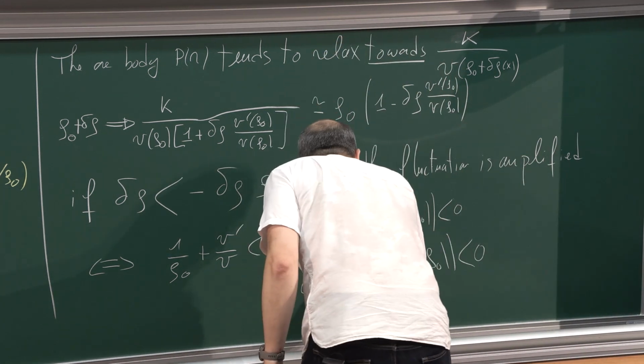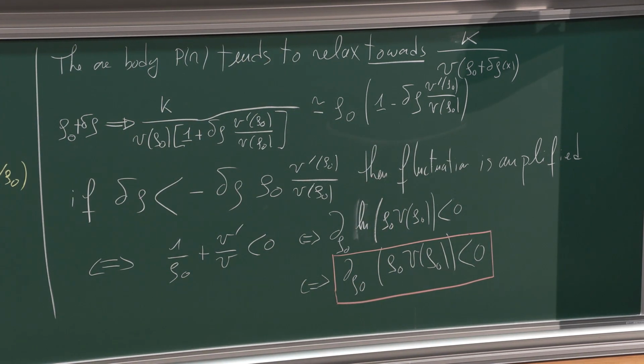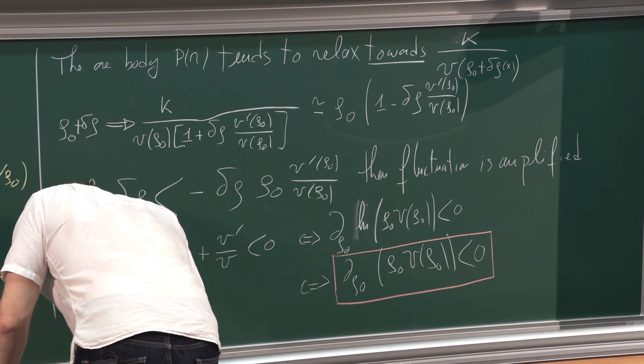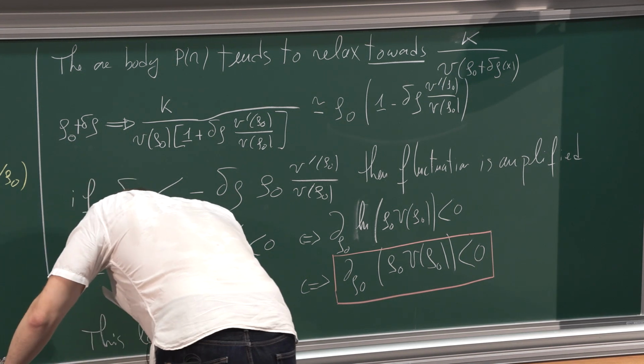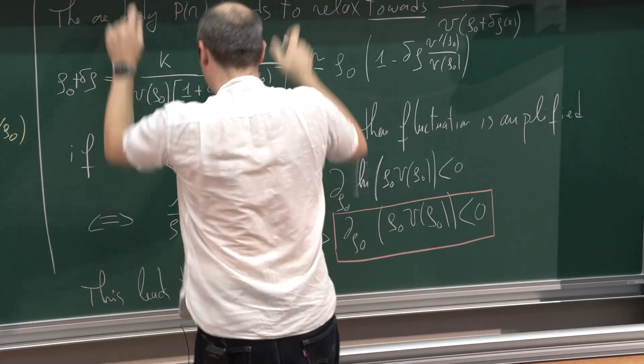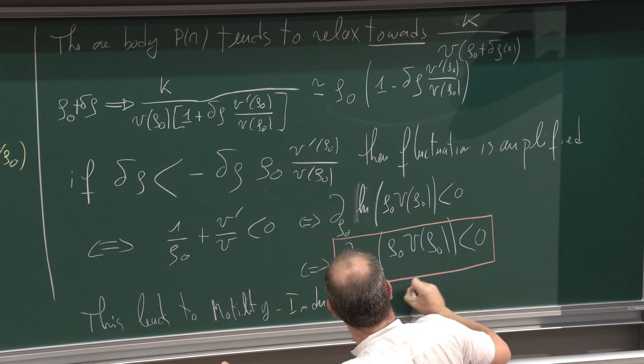So you find with this argument a condition, which is that if rho times V is decreasing, then essentially you have a feedback loop such that when you are getting a bit denser, you go slower, and you accumulate there, and then this keeps amplifying the perturbation. And this instability is what drives the motility-induced phase separation. So this instability leads to motility-induced phase separation.